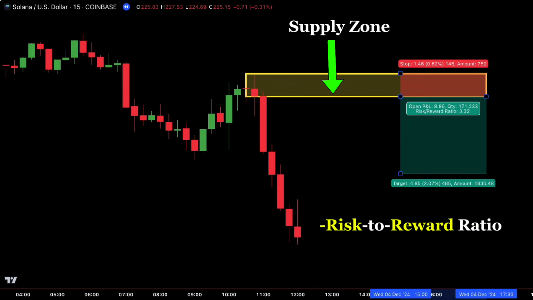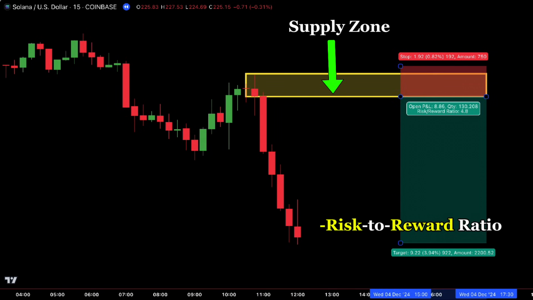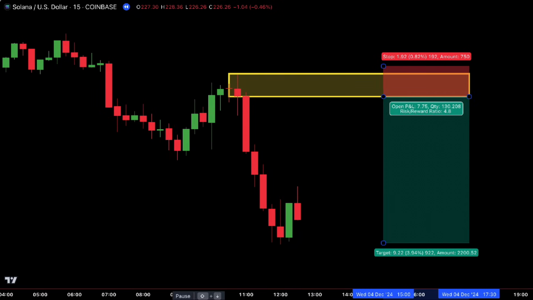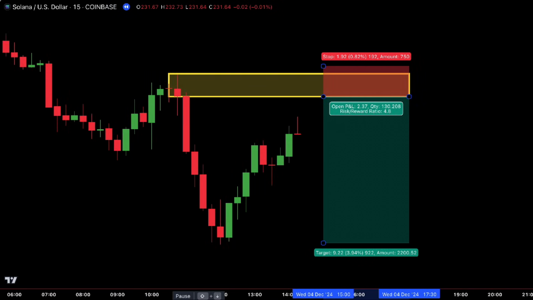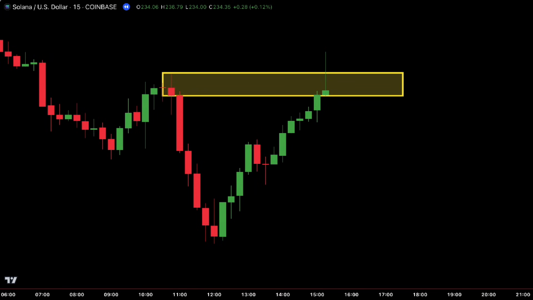Risk to reward ratio. The setup offers a 4-to-1 risk to reward ratio, meaning the potential reward is 4 times your risk. The risk to reward ratio is excellent and meets our criteria. With every criterion met, this supply zone is confirmed as a high probability setup. Now, patiently wait for the price to retrace back into the supply zone. As the price approaches, keep an eye out for signs of a liquidity sweep to signal the entry.